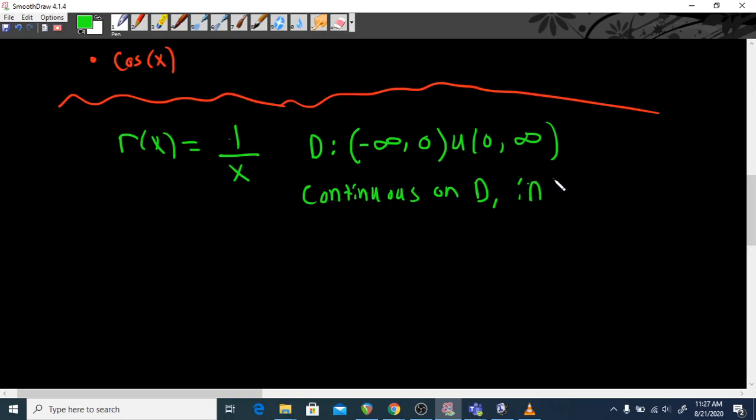Infinite discontinuity. I'm kind of abbreviating here. Infinite discontinuity at x equals 0, because that gives us division by 0. And we don't want that. The same is true for any power of x, 1 over x squared, 1 over x cubed. They all have the same property.